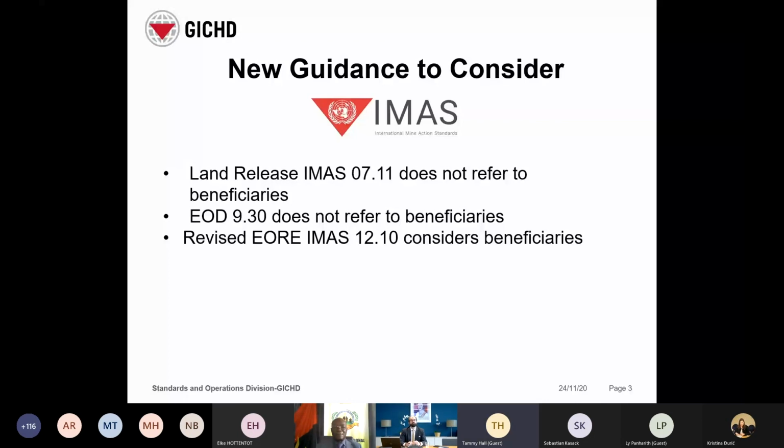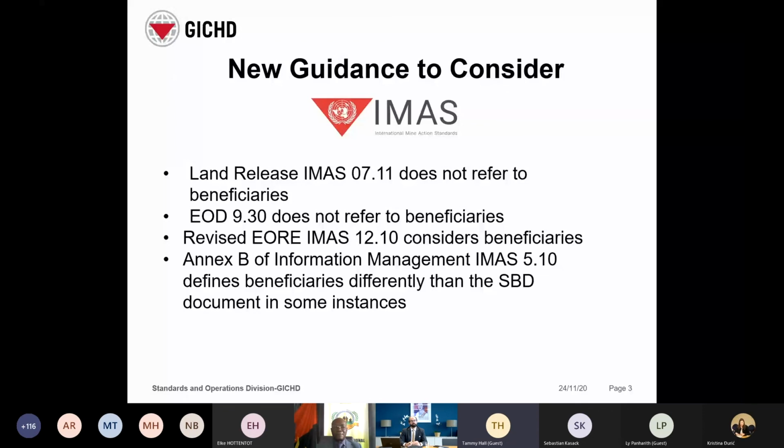A much newer addition to the IMAS was the annex on minimum data requirements that is attached to IMAS 510 on information management. And that really is the place that we have dealt with this question within the IMAS guidance. And I think that's where we will certainly come back to.